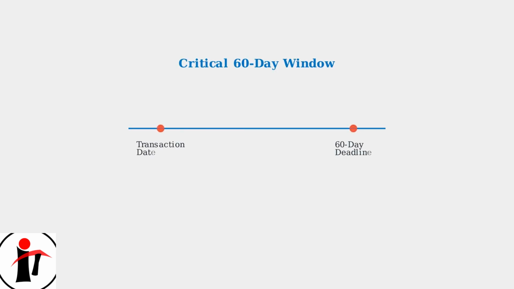Now that you understand what can be disputed, let's look at the critical time limit and initial steps you need to take. Time is critical when disputing charges. You have exactly 60 days from the transaction date to file a dispute with Chase. Missing this deadline could result in losing your right to dispute the charge.